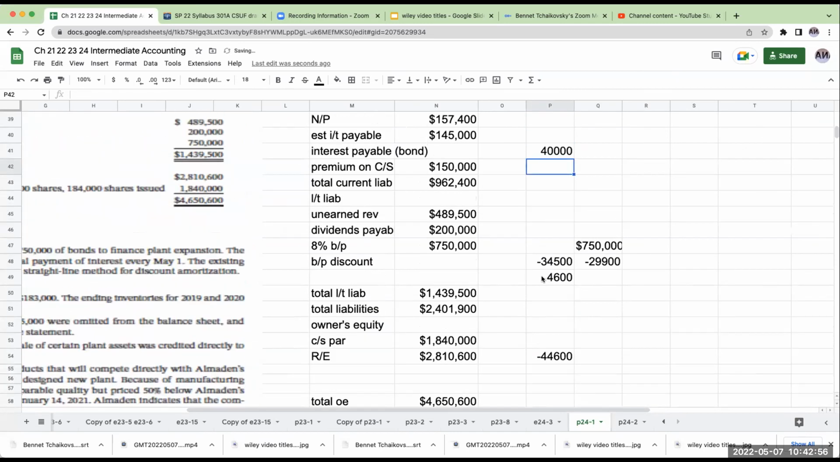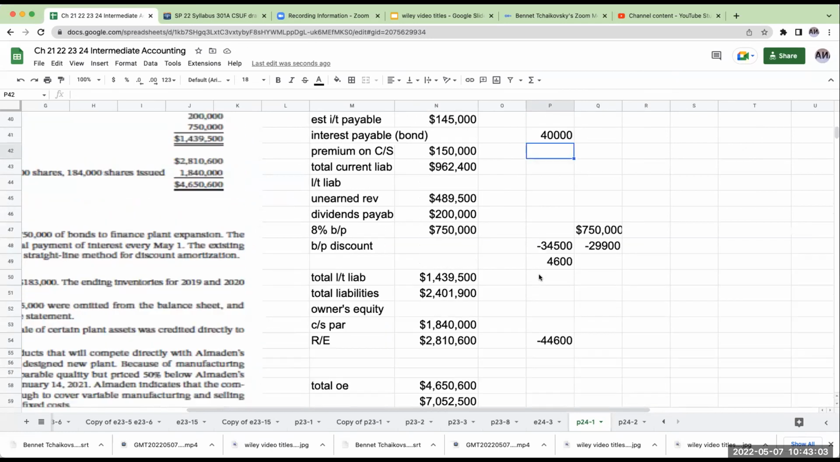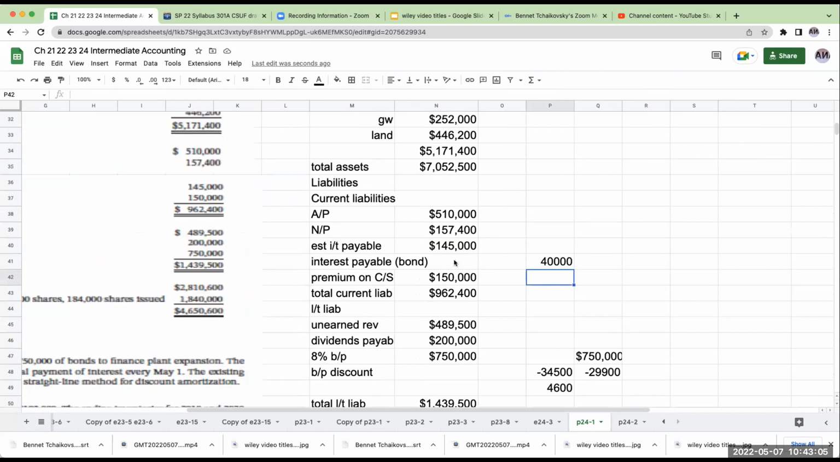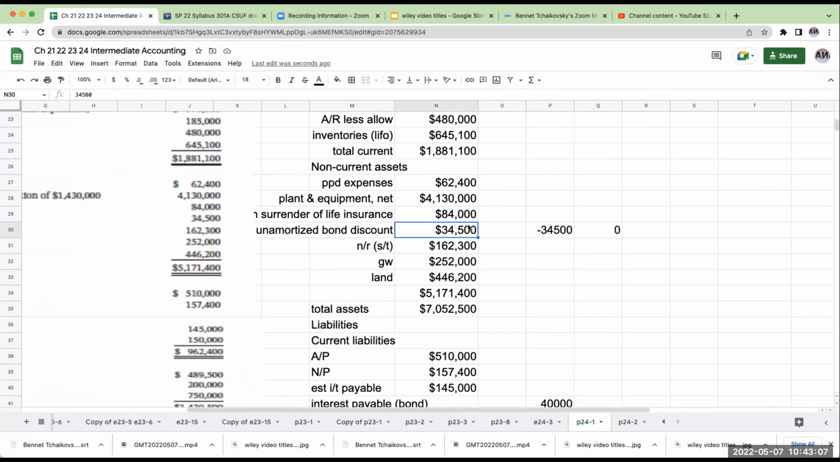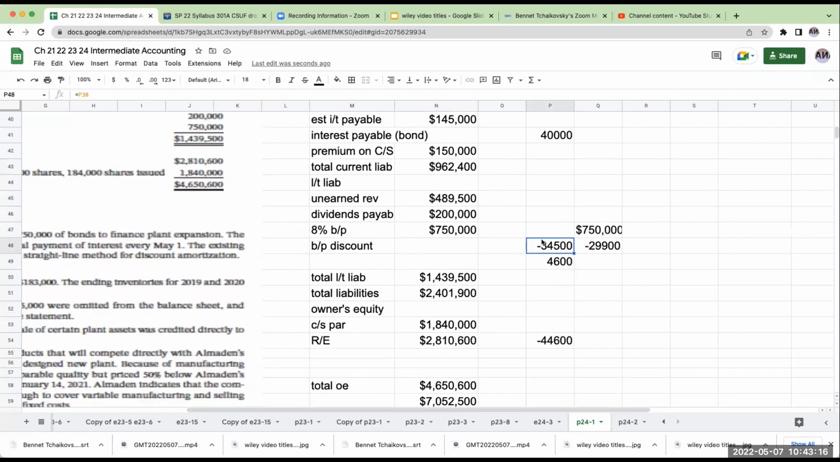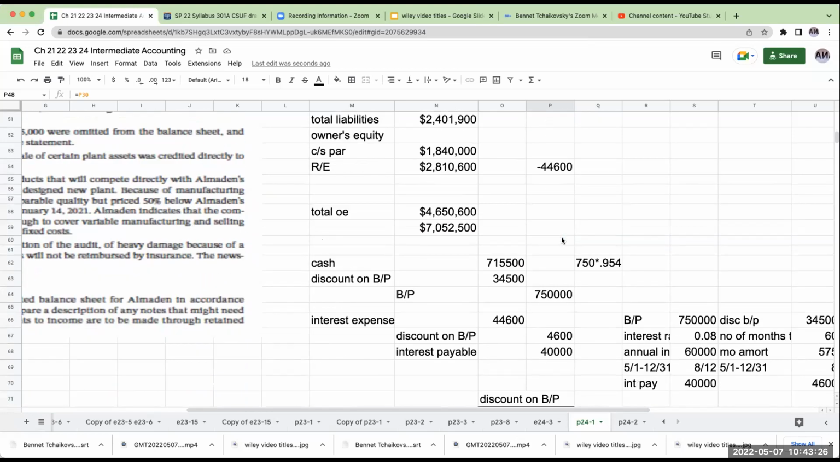So let's break this down. They didn't record bond interest, and there's also a second error: they misclassified the unamortized bond discount and listed it as an asset. So the first thing we did is take it out of there and put it down where it belonged, 34,500. Then we had to record interest on the bond.